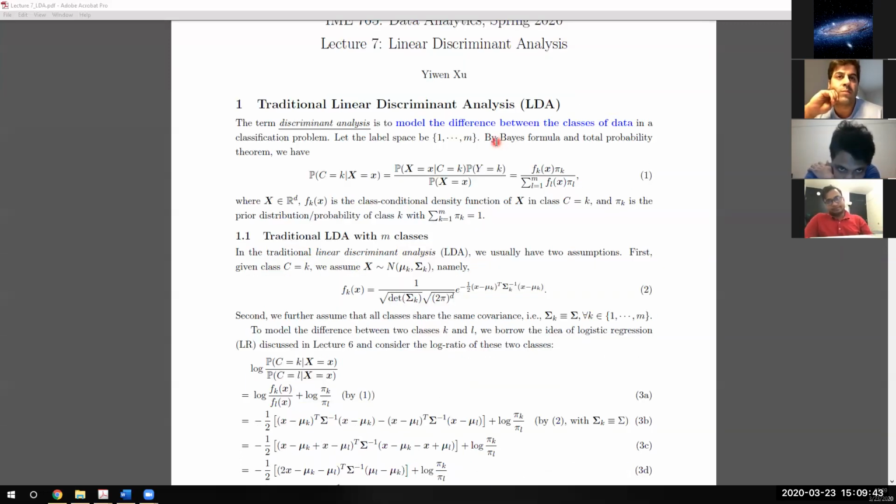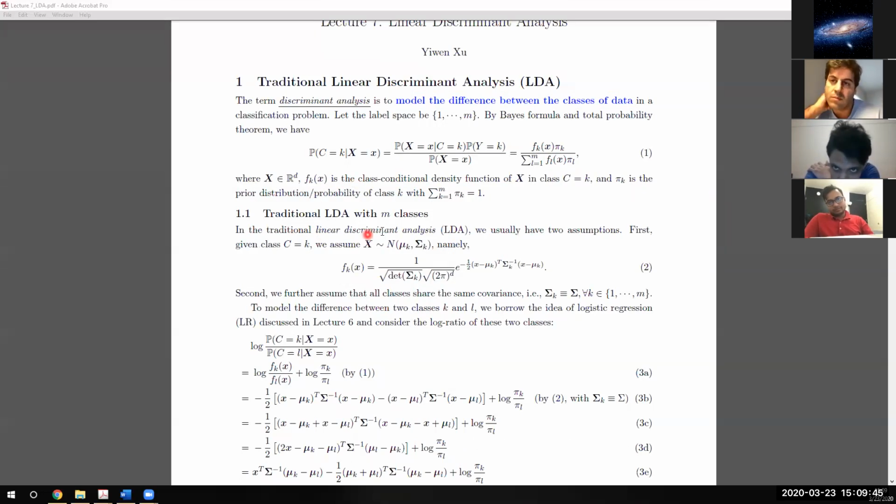Okay, here we go. So now let's have a look. What does LDA mean? LDA means linear discriminant analysis. For the traditional LDA, we usually have two assumptions. Assumption number one is that given class C equals k, meaning that we're in class k, then the data X is assumed to be normally distributed. Of course, here it's a multivariate normal distribution with mu k as the mean vector and sigma k as the covariance matrix, okay? So this is the PDF.